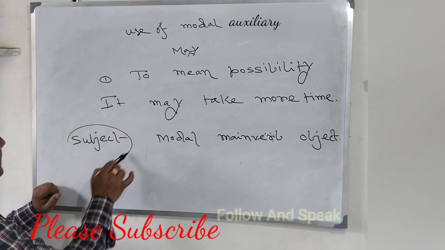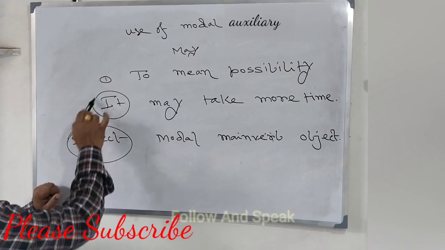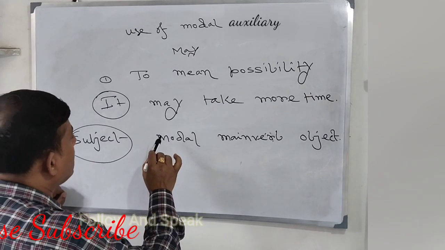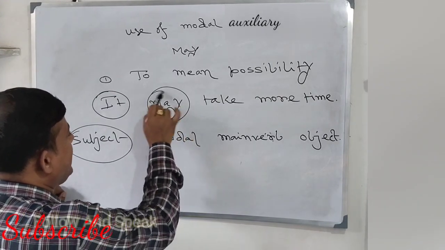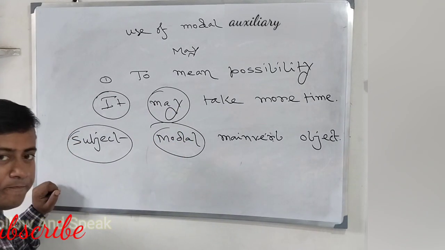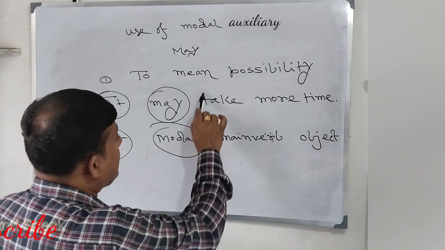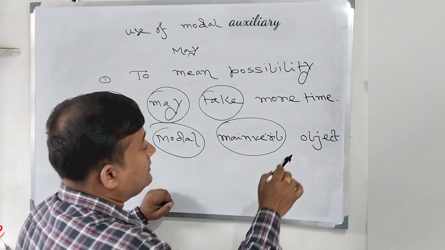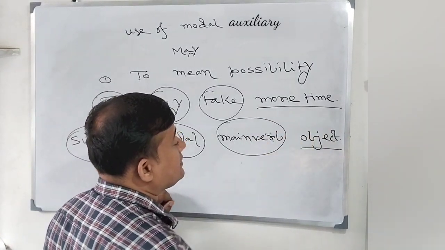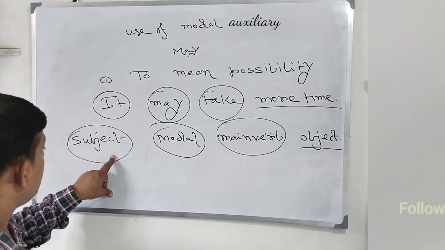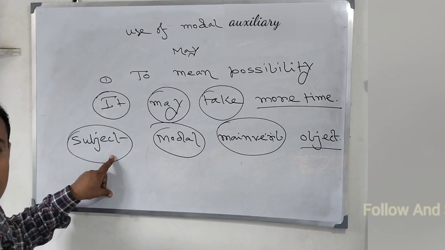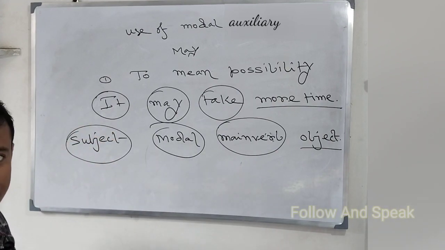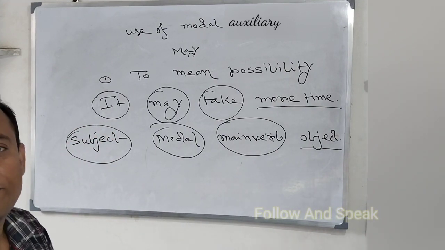The subject will be placed at the beginning. I have placed the subject at the beginning of the sentence. Now the modal auxiliary will come. May has been used as the modal auxiliary. The verb will come. I have used the main verb here. Then the object will come. More time is the object. So we can easily make more sentences following this particular sentence format to mean possibility. Let's make more examples.